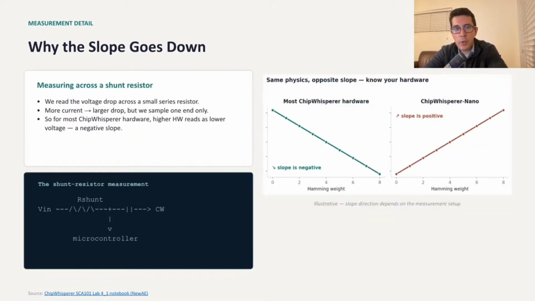On most ChipWhisperer hardware, the line we just saw slopes downward instead of upward. That's not because the physics are different, it's because of how we measure current. We put a small shunt resistor in series with a microcontroller's supply and measure the voltage drop across it. As more current flows, the drop across the shunt resistor increases, but since we sample only one side of that resistor, the voltage at our measurement point actually goes down. So higher Hamming weight means more current, more drop, and a lower measured voltage, which shows up as a negative slope in the Hamming weight versus power plot.